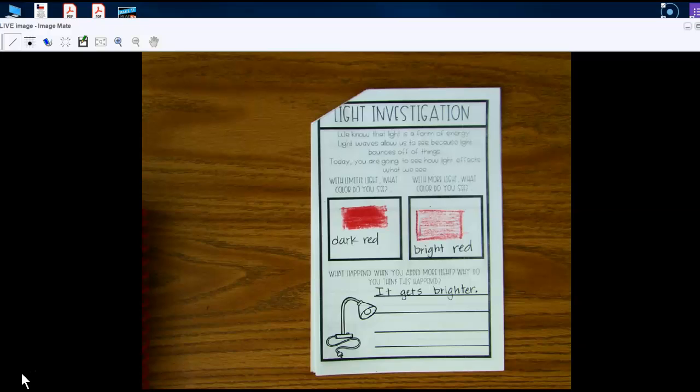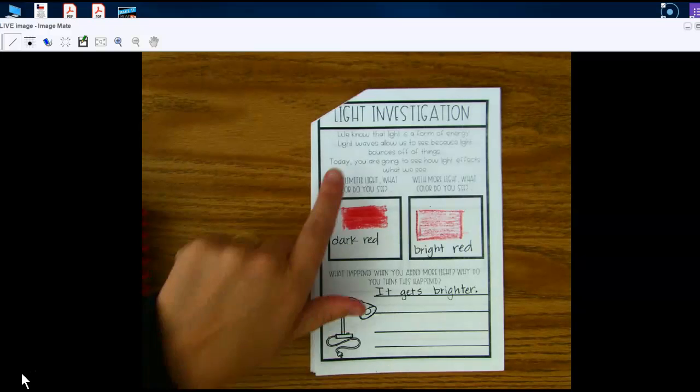Because when you add more light, then you can see them better. Well, why do you think that happens, Xavier? Because you're shining something with the energy of light on top. All right, so we're adding energy, aren't we? We're adding energy with more light.